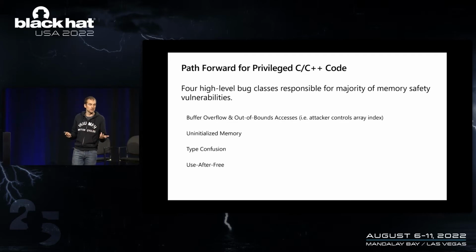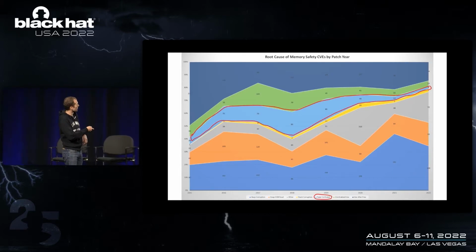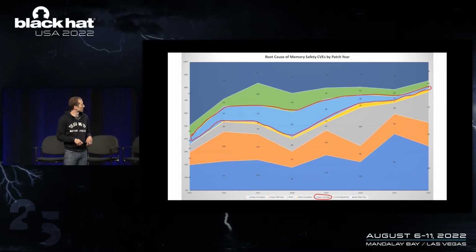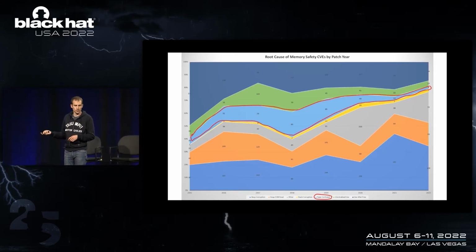There are spatial safety issues like buffer overflows, there's uninitialized memory, there is type confusion, and there are use after free bugs. This graph here is really just to illustrate that type confusion is a predominant bug category for us. I highlighted it in red here, but it's this big blue category. In the past year or two, we haven't seen quite as many of those bugs, but in general, we do see quite a few type confusion issues come through year after year.